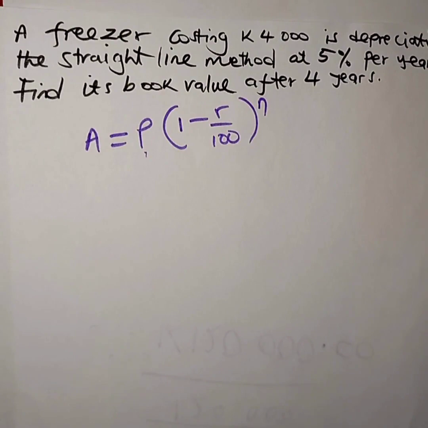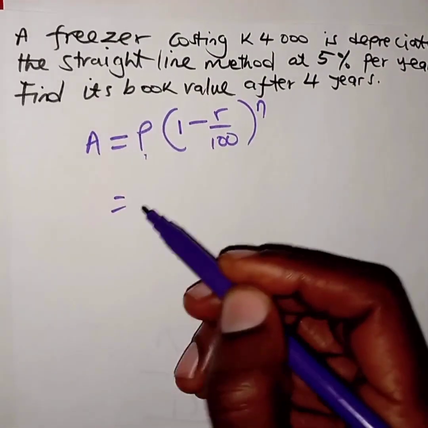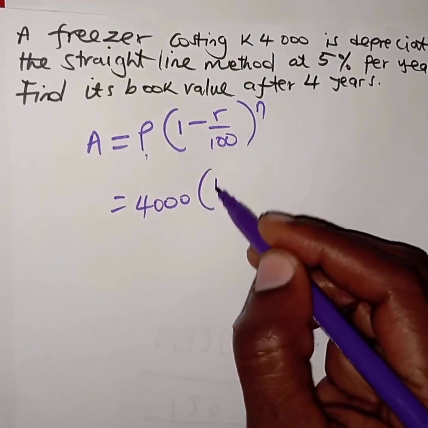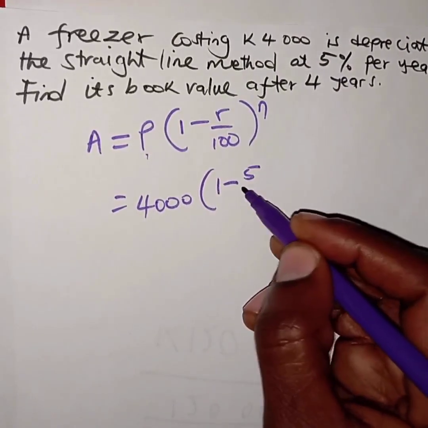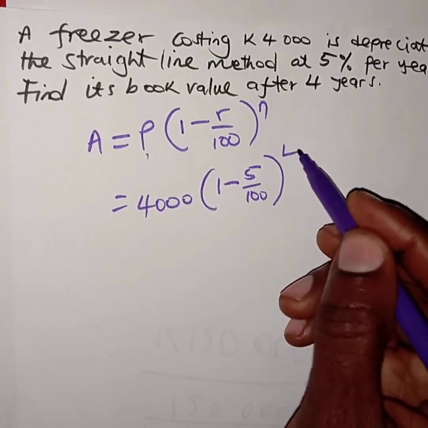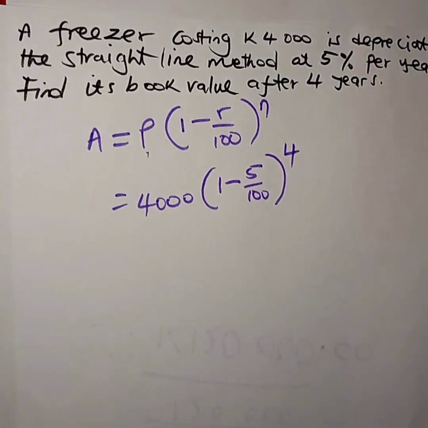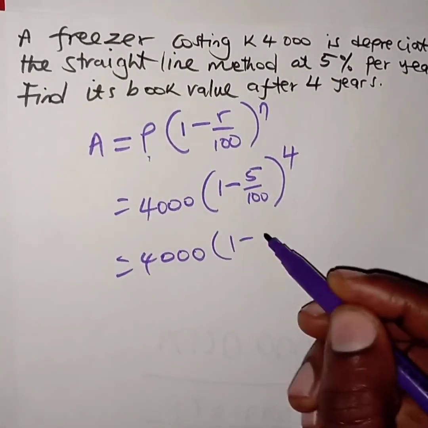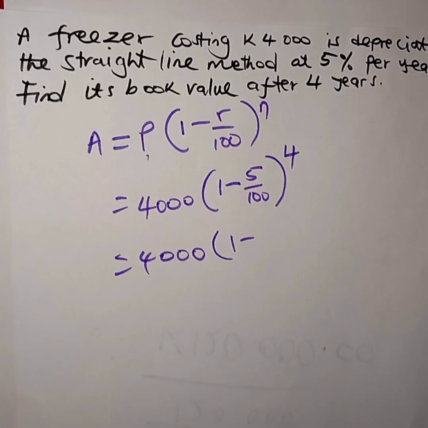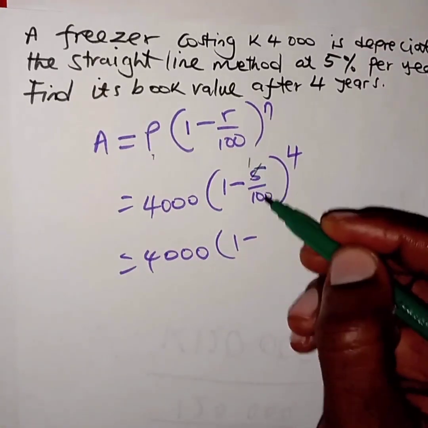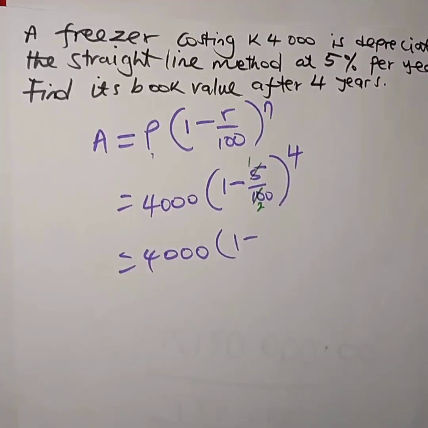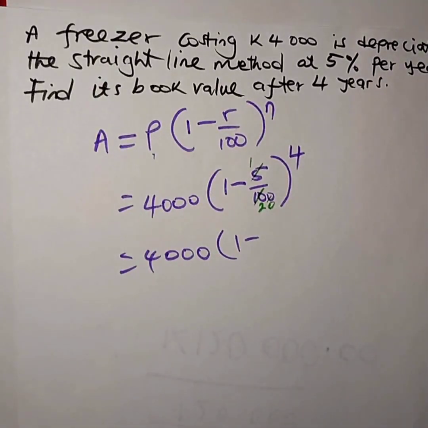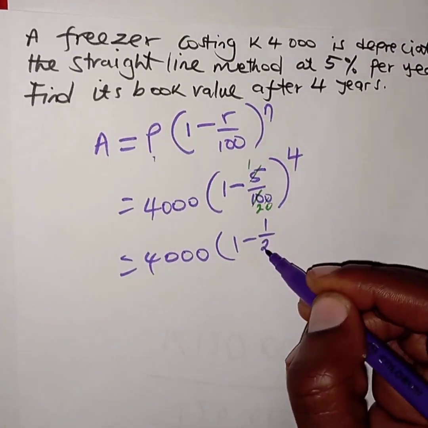So we do it. We need to replace here. The principal is 4,000, then 1 minus the rate, 5% out of 100. How many years? 4 years. So you have 4,000 here, 1 minus. Now try to reduce this. 5 into 5, 1; 5 into 10, 2. So we have 1 over 20 remaining, to the power 4.